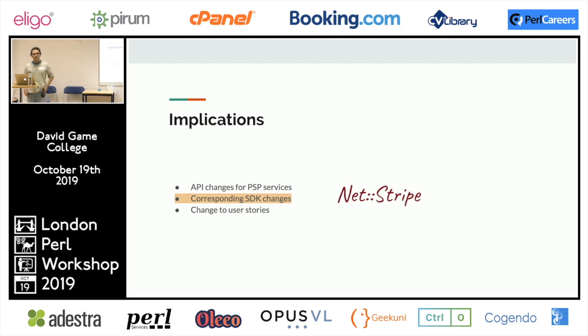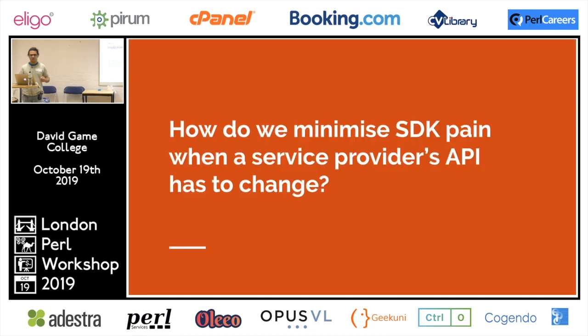And it's even harder because I've been maintaining a module on CPAN, Stripe, which a number of companies use for their interaction with the Stripe payment service provision. So this is the main question. When the service provider changes their API, which they will, how do we change the software development kits with the least amount of work?